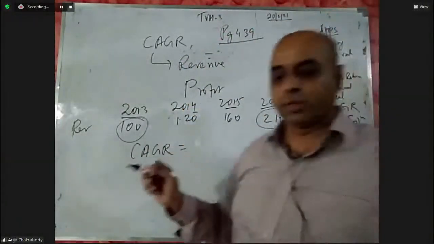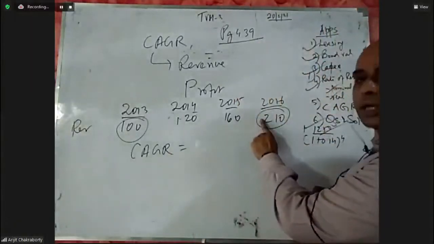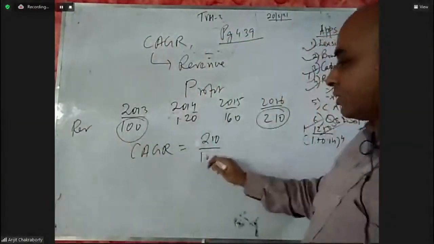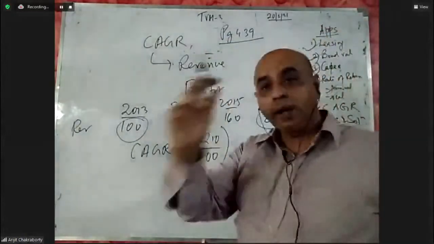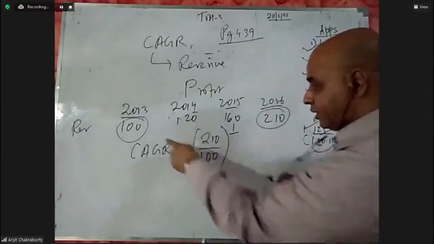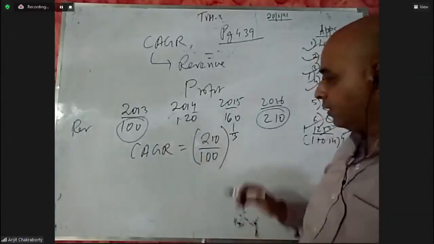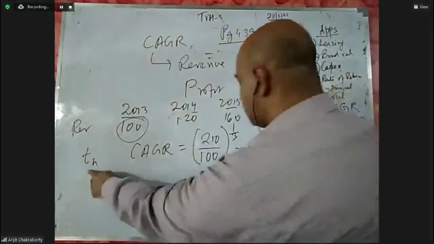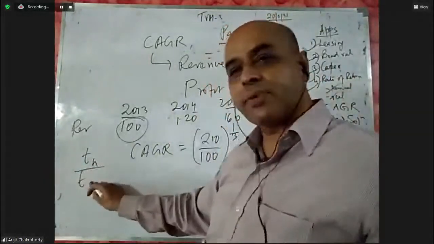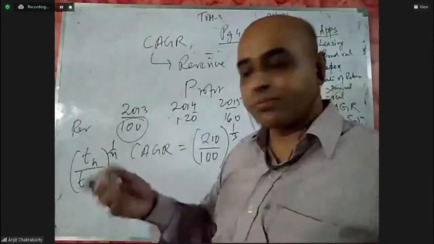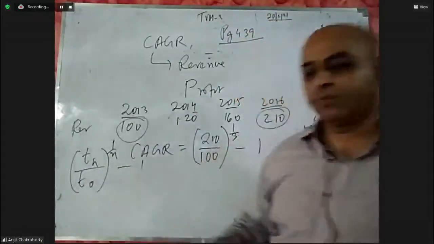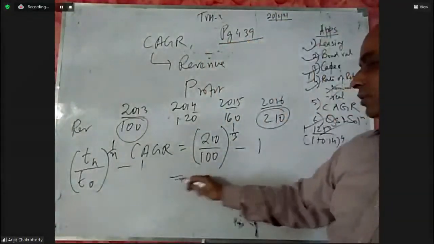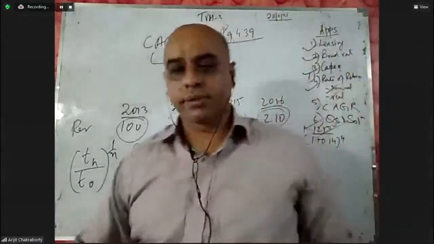CAGR calculation formula is, you put the value of the last year, so I write 210, divided by the value of the first year, which is 100, to the power 1 by the number of years. Since it is 3 years, I will write 3. So it is basically (Tn divided by T0) to the power 1 by n, where n is the number of years, minus 1. Okay, a small formula. Of course, here you have to use log table, because you have to the power 1 by 3, so suitable tables will be provided.